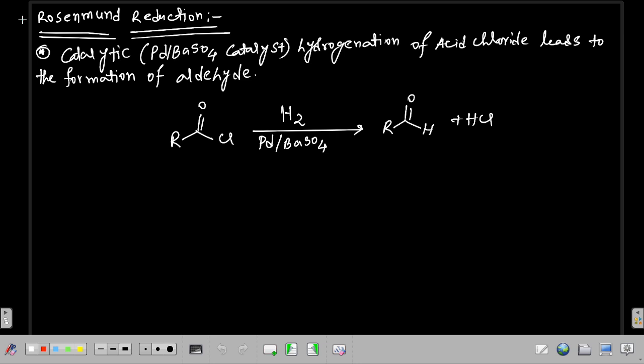Next is the Rosenmund reduction. This is a catalytic hydrogenation of an acyl chloride, which leads to the formation of aldehyde. This is the acyl chloride. In presence of this catalyst, that is palladium and barium sulfate, it undergoes reduction to the aldehyde.